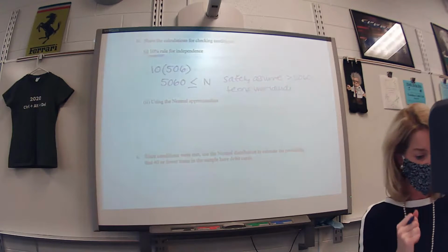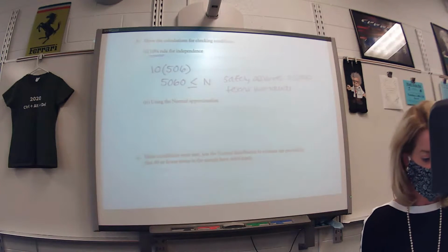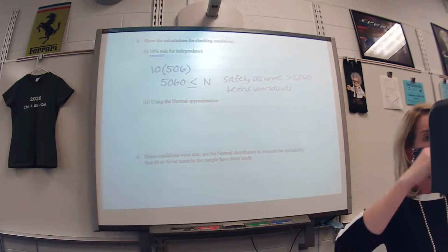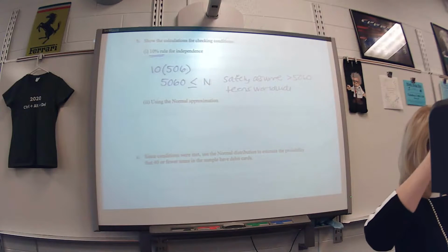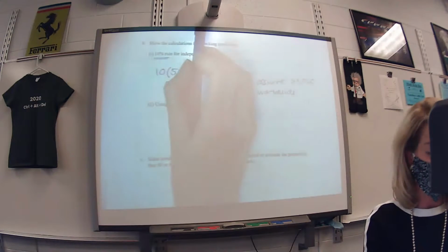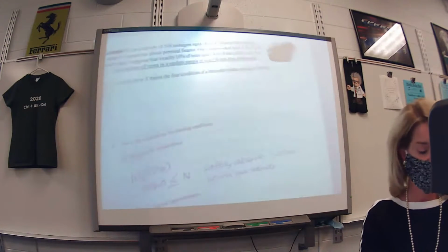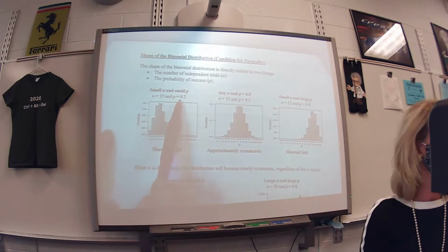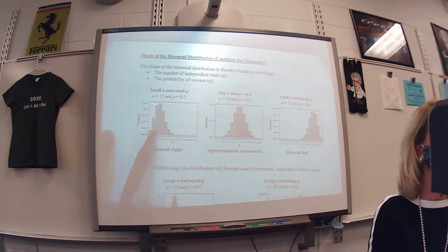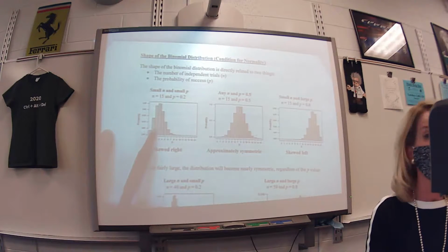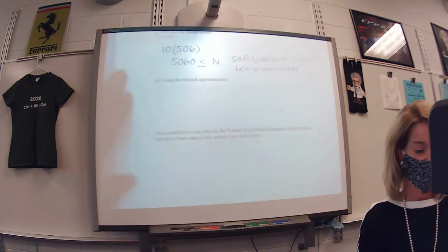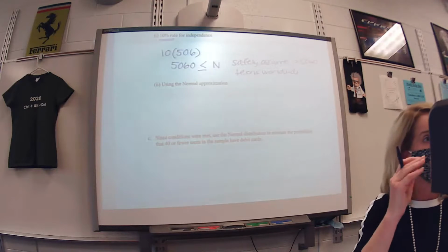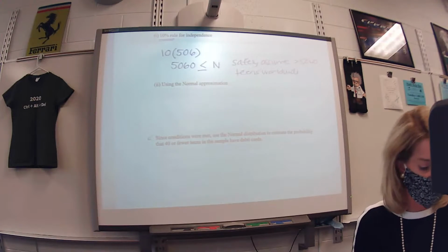Got this? Show the calculations for checking the normal approximation, because here's the thing. If it's a 10%, 90% split, you're off balance. You've got a small p and a large 1 minus p. So right now your distribution would be right skewed. That's no good. So what we're going to do is show that even though our 10 and 90 are off balance, we're going to be okay.